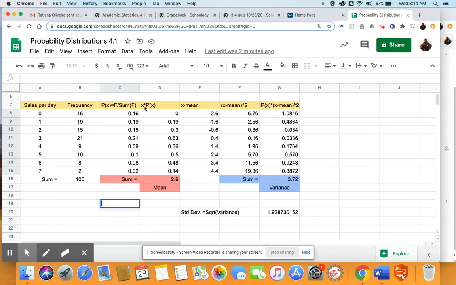So I've created a column here, x times p of x. I'm going to go ahead and highlight these for a second and center them.